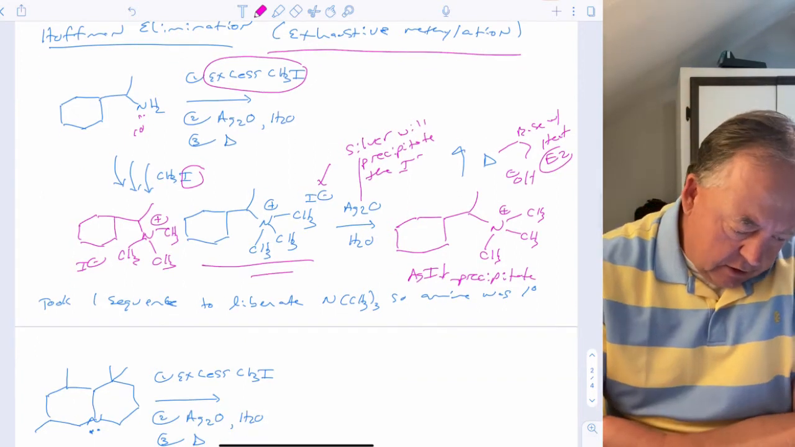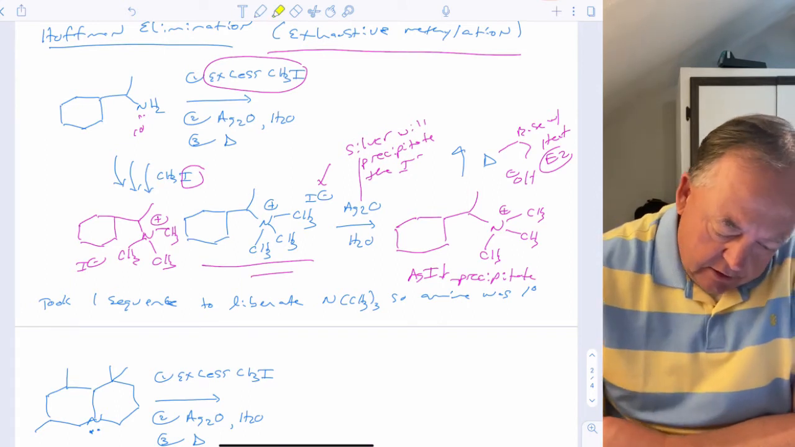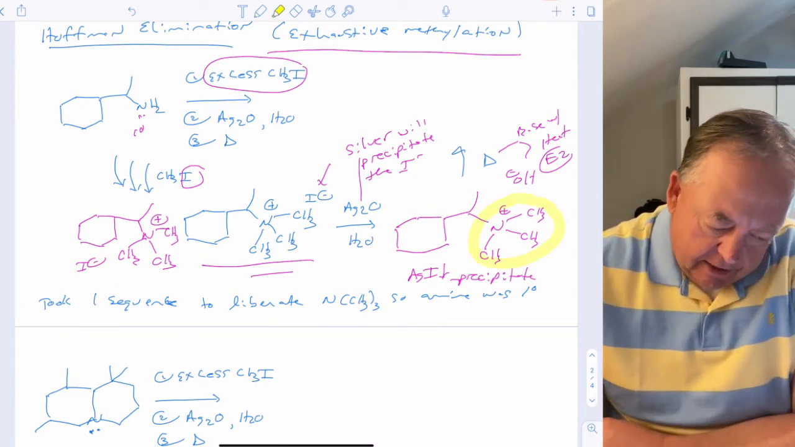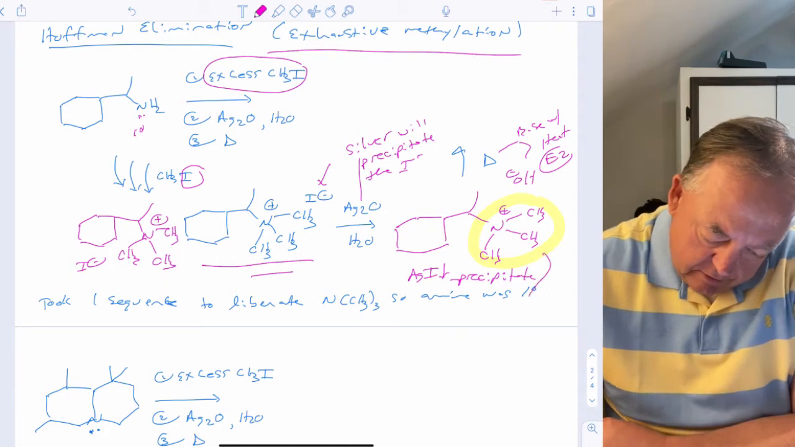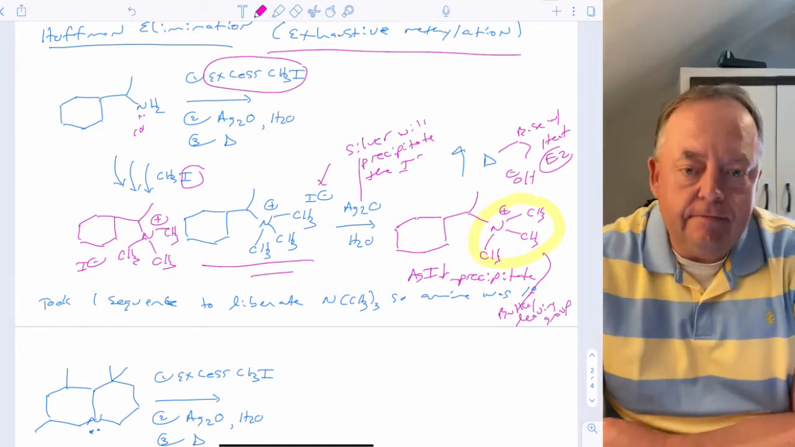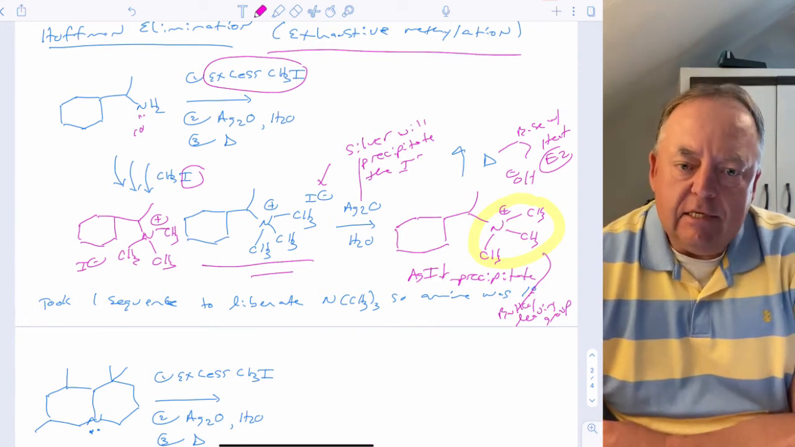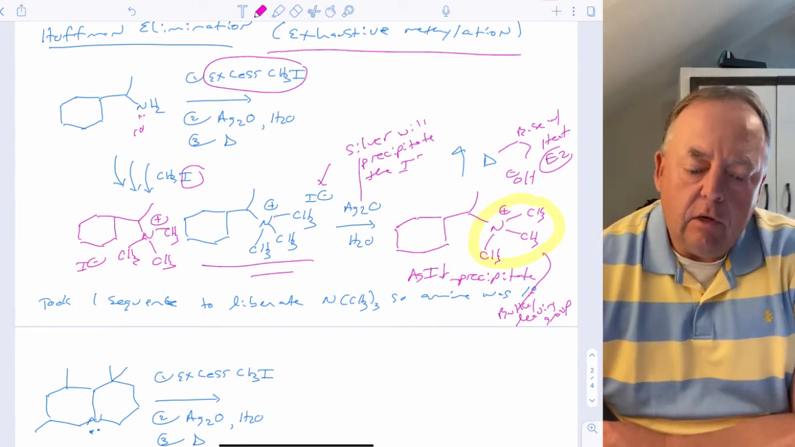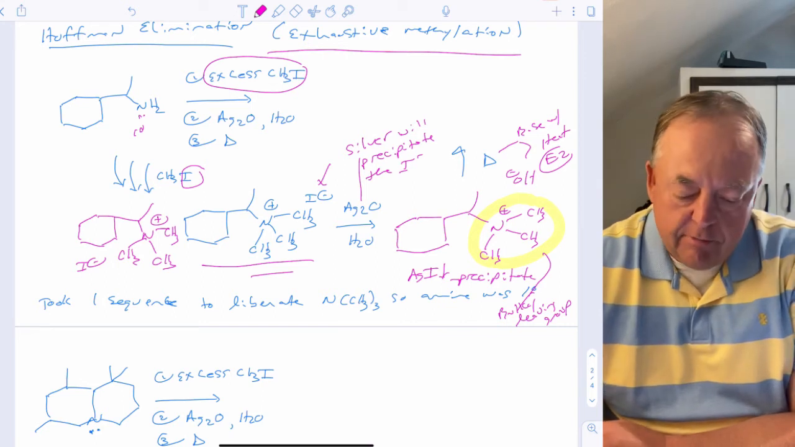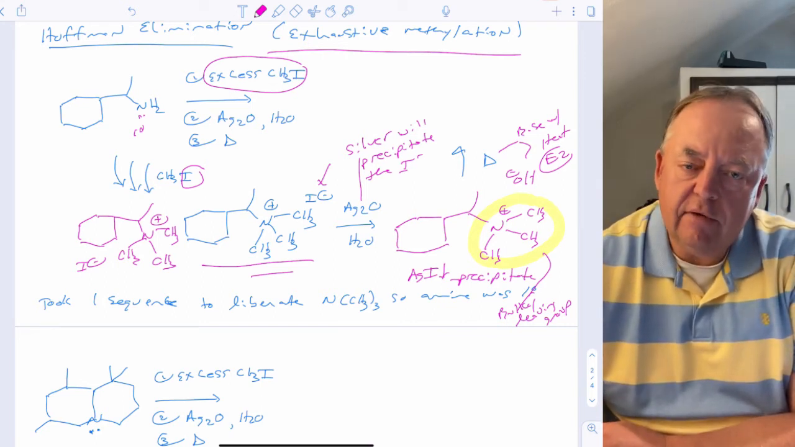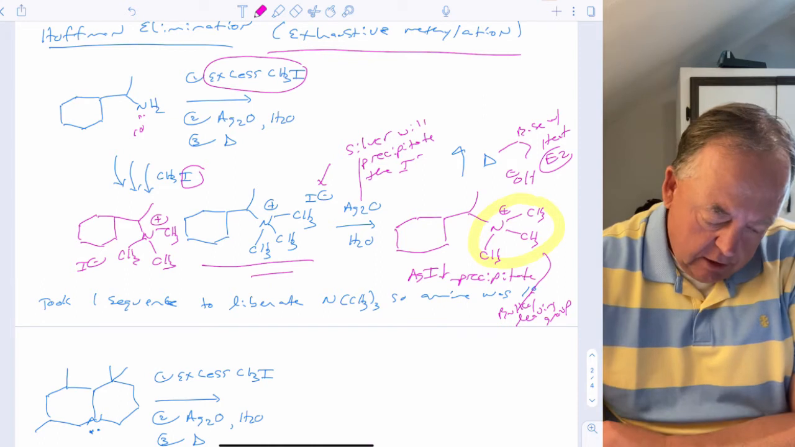And so the significance of this is that this is a bulky leaving group. We've seen E2 reactions with bulky bases before. If you remember, that does a Hofmann elimination. Well, it's the same principle here. If you have a base with a bulky leaving group, it'll do a Hofmann elimination.